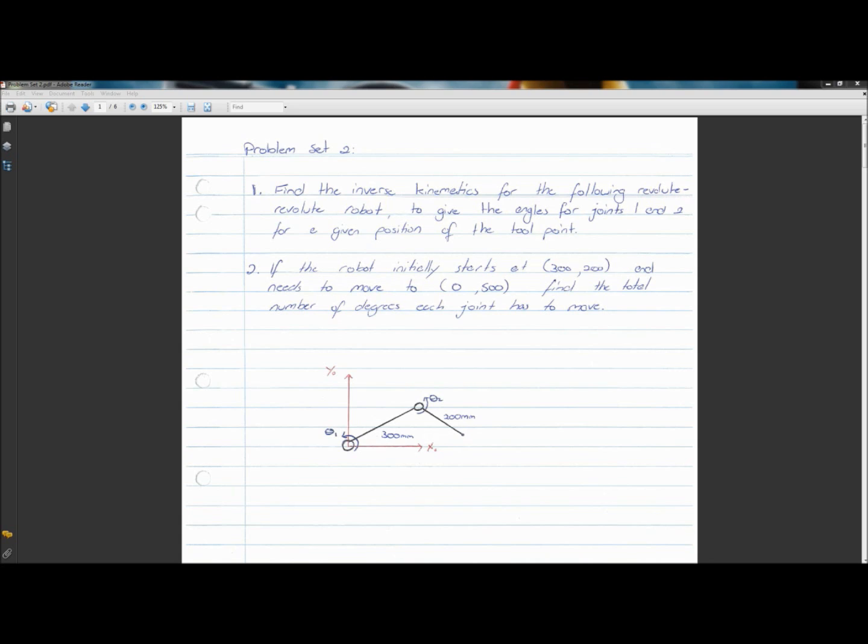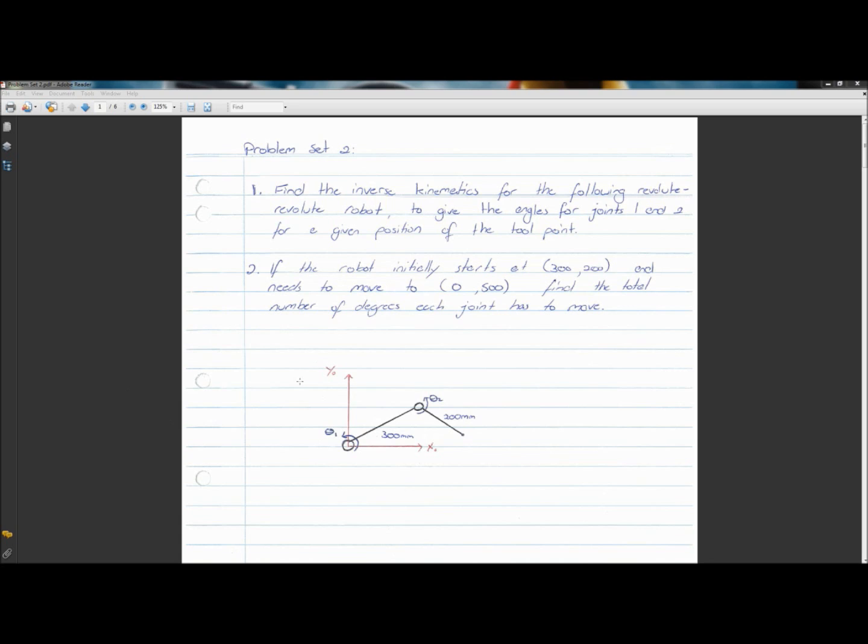Okay, so question 1. Find the inverse kinematics for the following revolute robot to give the angles for joints 1 and 2 for a given position of the tool point. So that's what I was explaining before. Part 2. If the robot initially starts at 300, 200, and needs to move to 0, 500, find the total number of degrees each joint has to move.